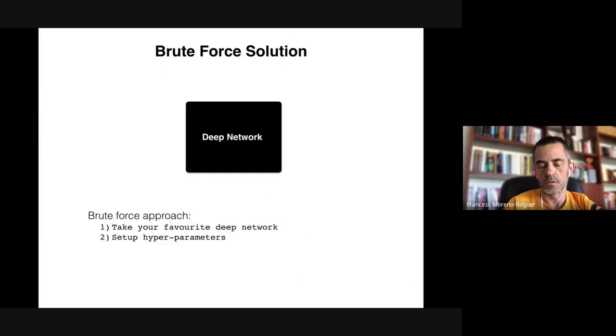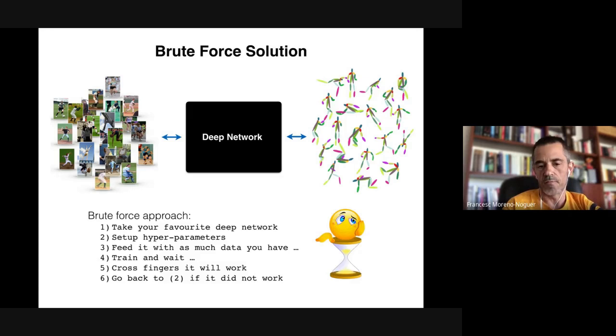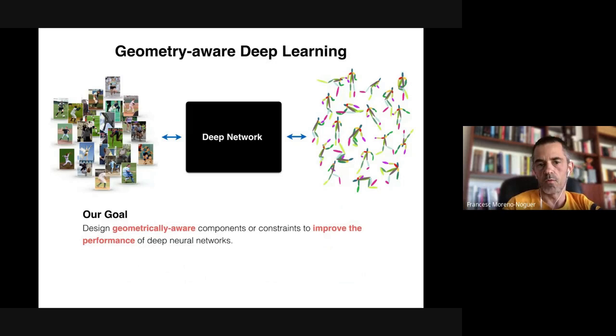So for all these works, we could use a brute force solution. Now everybody's using deep learning. So we could take our favorite deep network, set up the hyperparameters, the structure of the network, and train it with as much data as we have, and then cross fingers. And if everything works, that's fine. If not, we go back to step number one, and we repeat with a different network. We change the data configuration, some of the layers, some hyperparameters, etc. But instead, the common denominator of our work is that we try to design geometrically aware components or constraints that improve the performance of these networks.